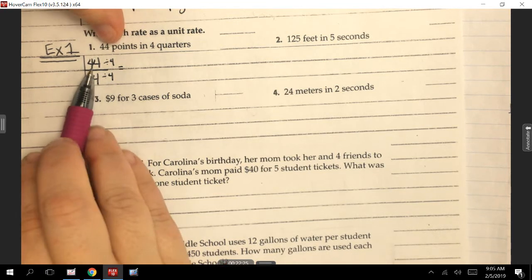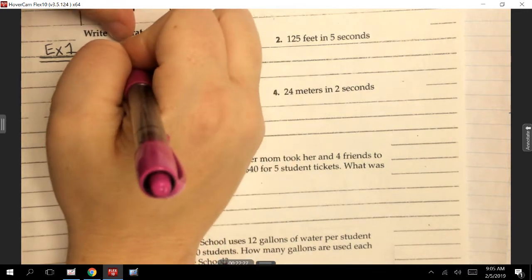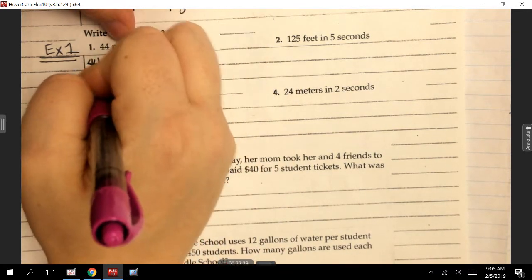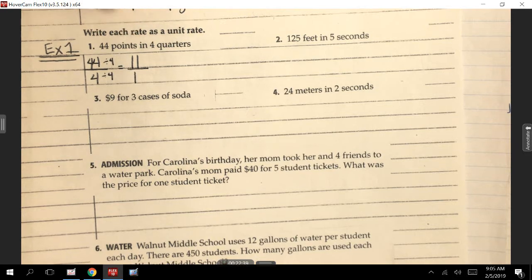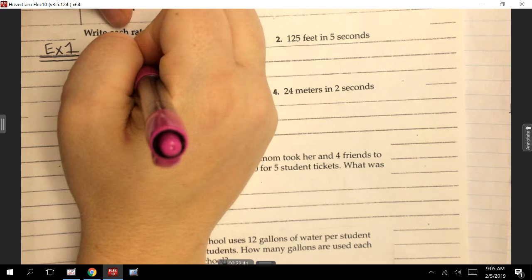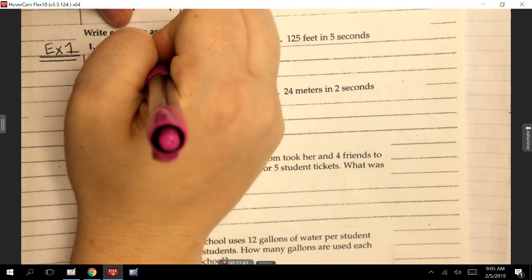All right, so now on the top it says 44 divided by 4, which is 11. And on the bottom, 4 divided by 4 is 1. I have my 1 on the bottom. That's what I want, right? All right, since it's a unit rate, since we're talking about that rate, I want us to put in our measurement. What is the top number talking about? Points. So I'm just going to write the word points next to it.